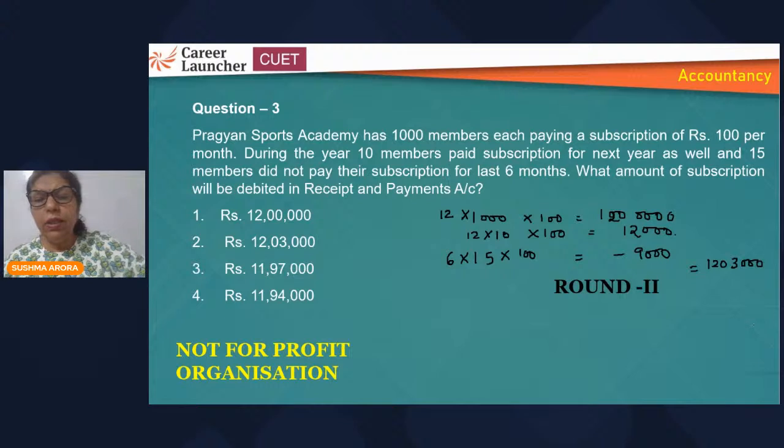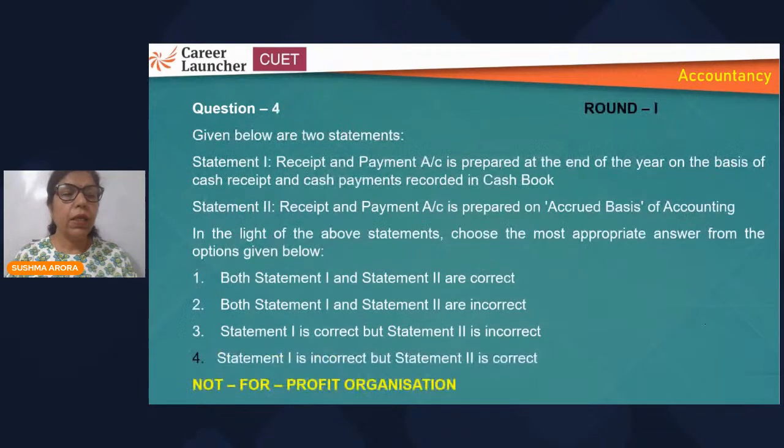Okay, children? See, in this question, the main thing which you have to focus on is per month. This is per month given in the question. So our answer will be 12 lakh 3,000. Now see, question number 4.